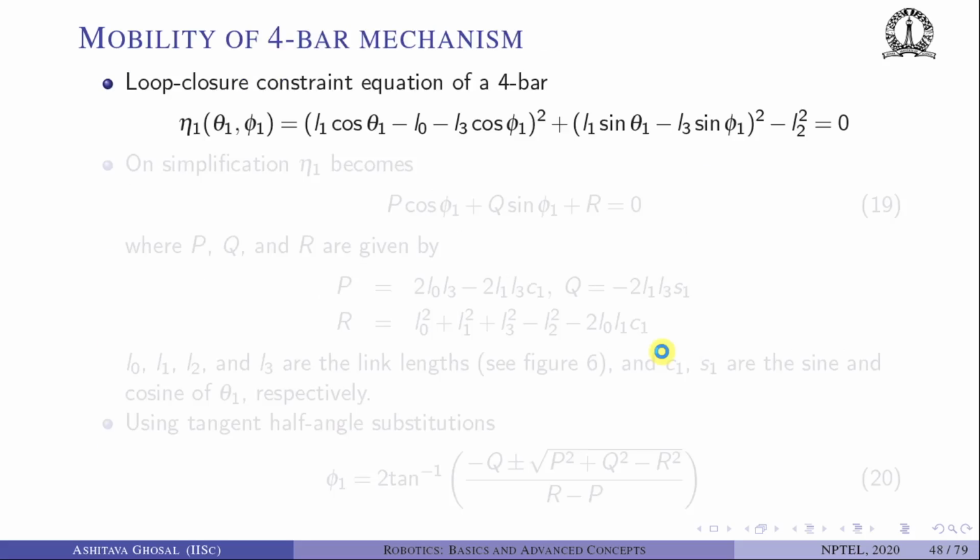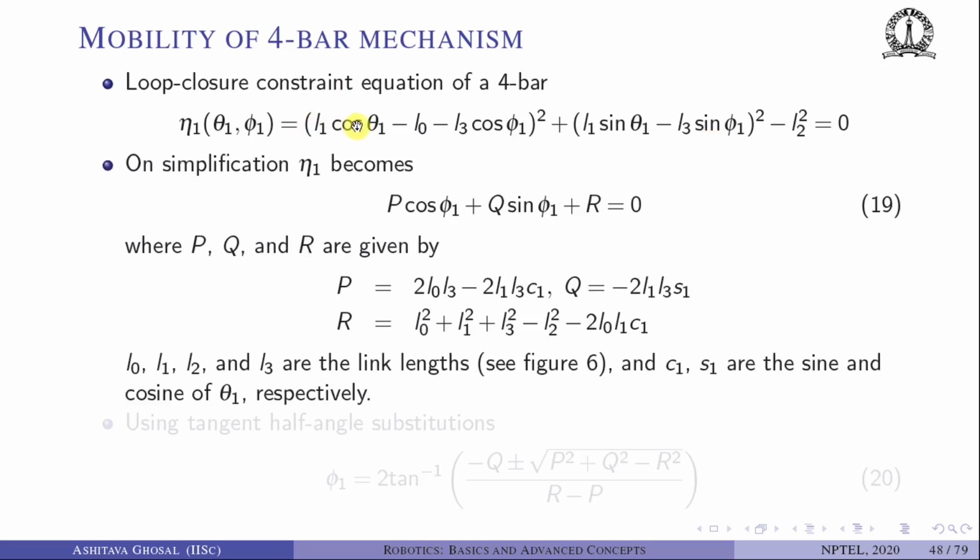The loop closure equation of a 4-bar mechanism was derived in the last lecture. This equation in theta 1 and phi 1 is basically the Freudenstein equation. It relates, given theta 1, the input crank angle, what is phi 1, the output crank angle, in terms of the link lengths L1, L2, L3 and L0. On simplification, this equation becomes P cos phi 1 plus Q sin phi 1 plus R equal to 0, where P, Q and R are functions of the link lengths and also the angle theta 1. You can see cos theta 1 and sin theta 1 appearing in them.